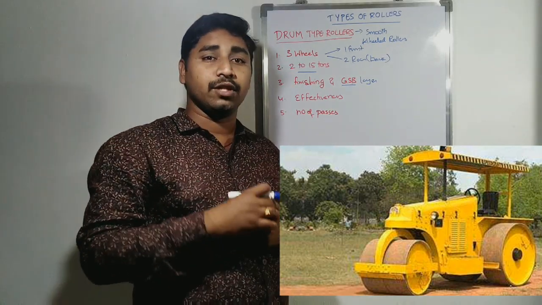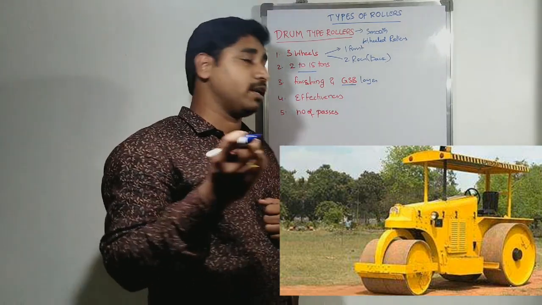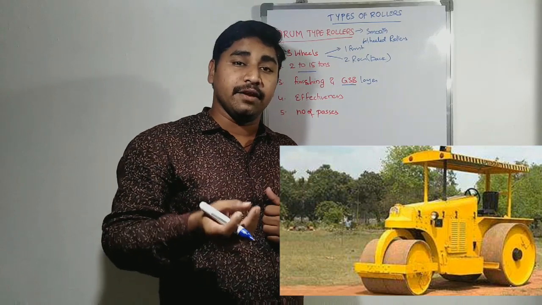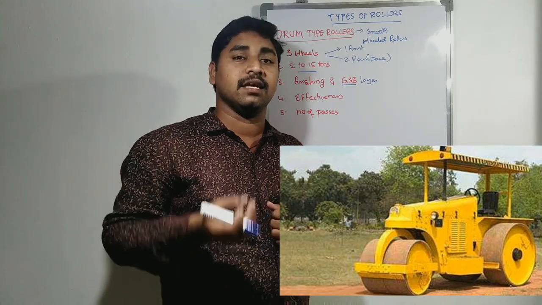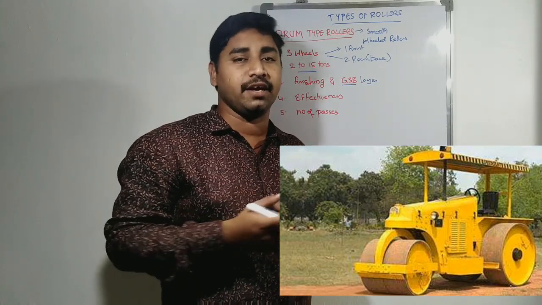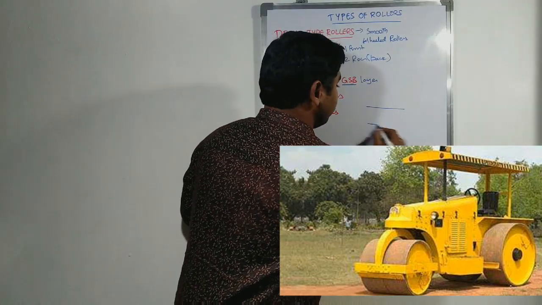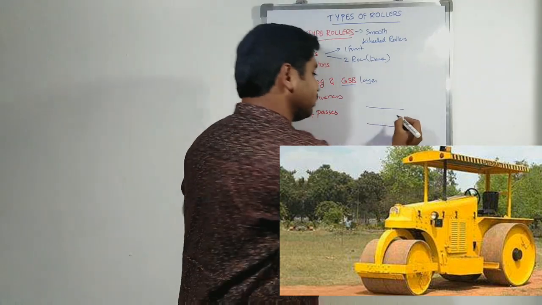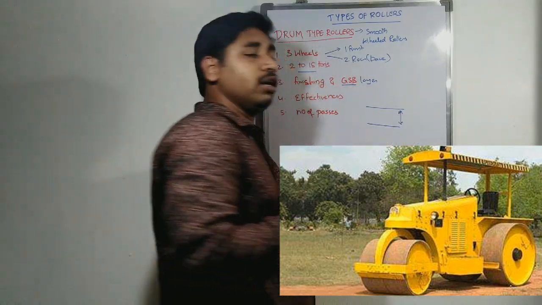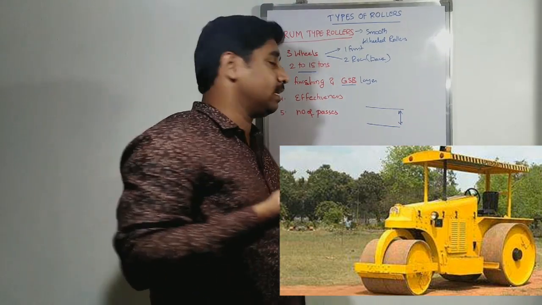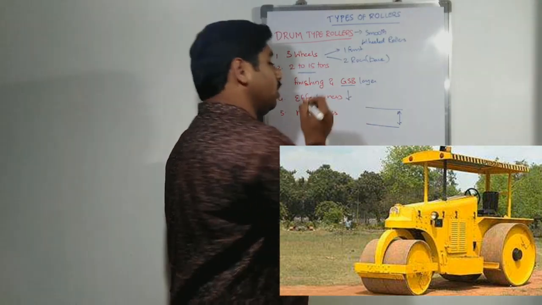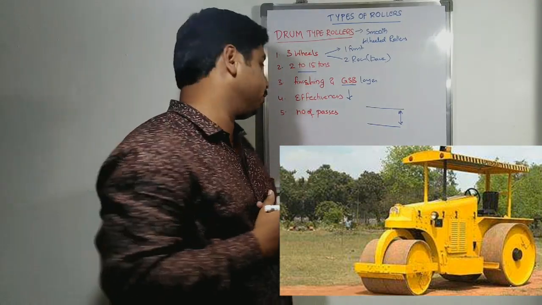Next, coming to the effectiveness, the effectiveness of this roller will be reduced or decreases when the depth of the layer increases, or when the thickness of the layer is increasing. So here if you see, this is the layer thickness. If the layer thickness is increasing, then the effectiveness of the roller is going to be reduced.